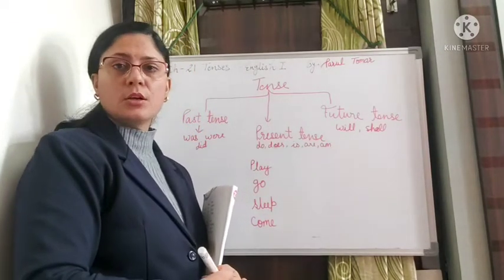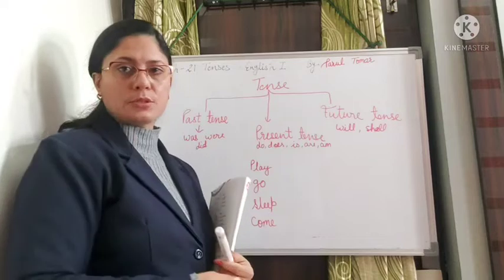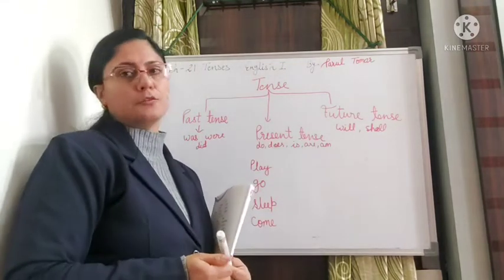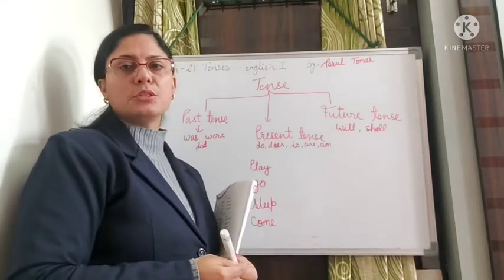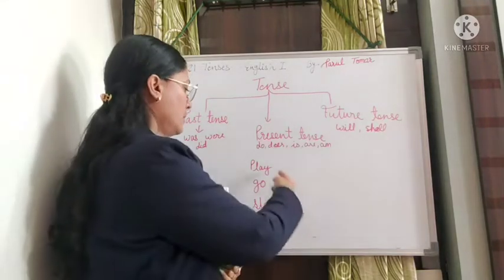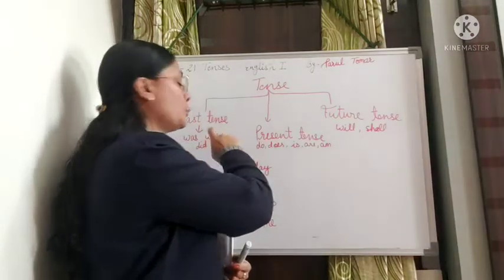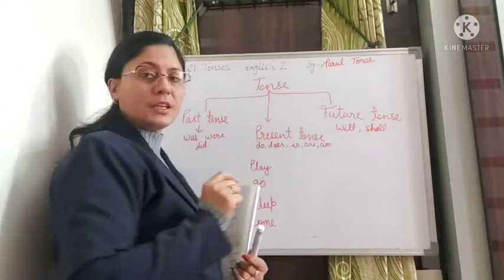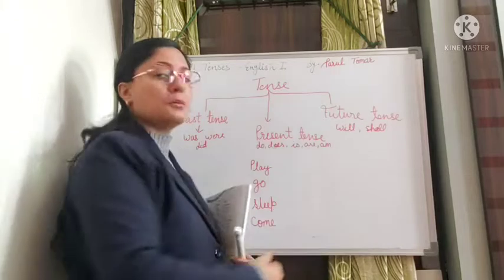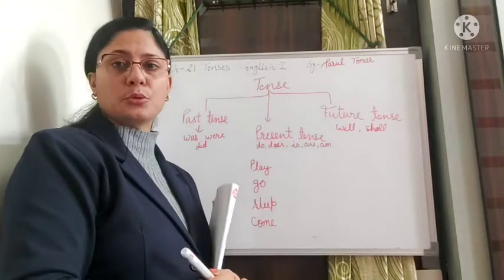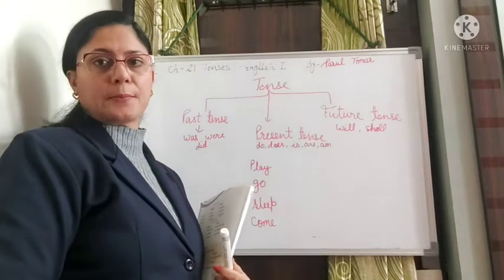What are these? Verbs are found in three forms. First form, second form and third form. In past tense we use the second form. Not always. But if did, was, were is not written, then we can write the second form of the verb, like we have done in sentence number 2. Sing we have changed into sang.